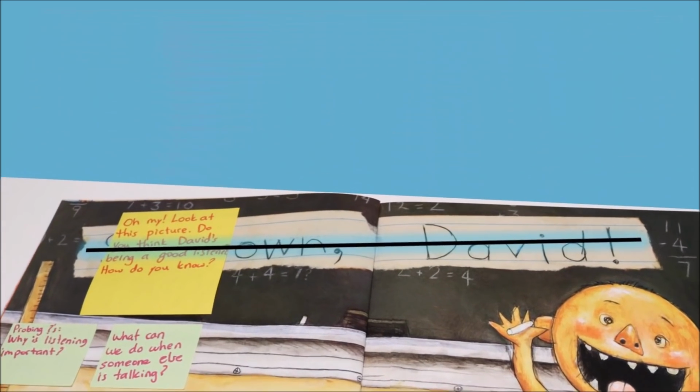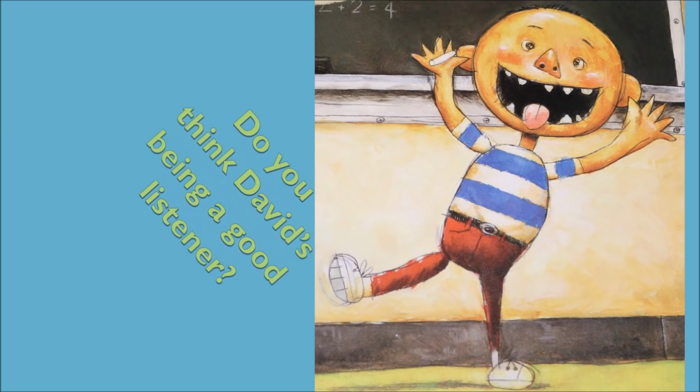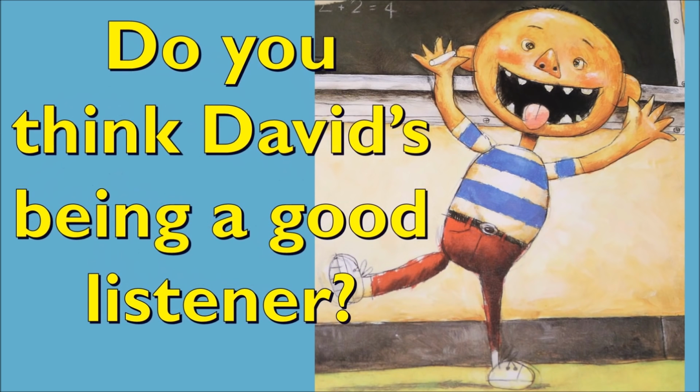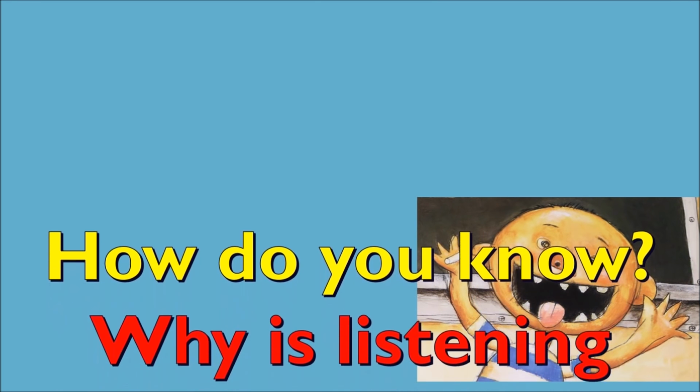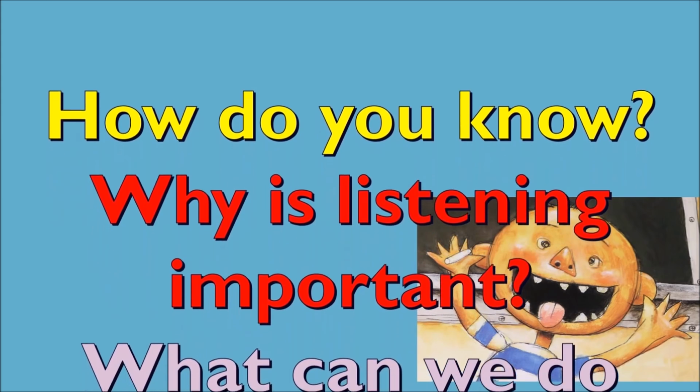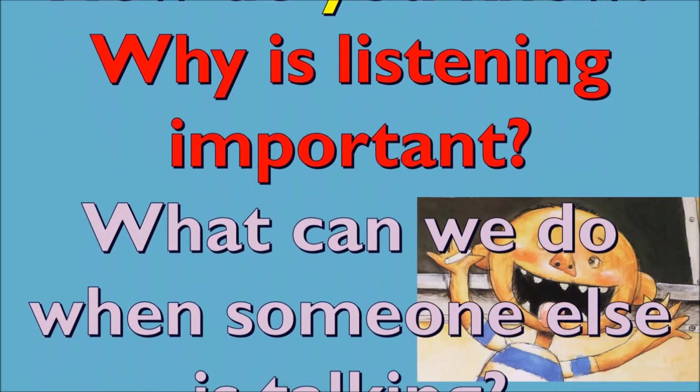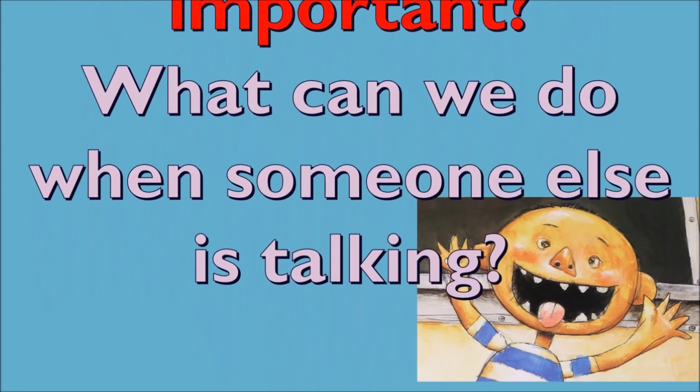I dive directly into the discussion by directing students to look at the picture and asking them questions like, do you think David's being a good listener? How do you know? Why is listening important? What can we do when someone else is talking? These questions are to elicit the response, we listen, as our second rule.